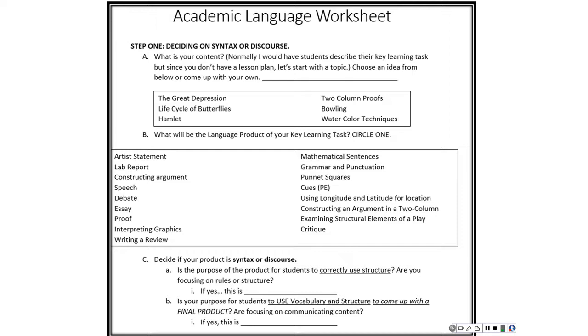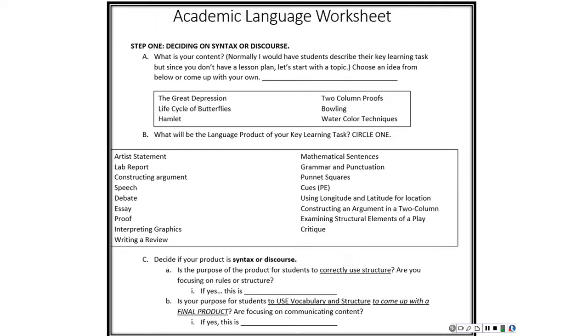Logan, what did you and your partner choose? Cues for bowling. Cues for bowling. Miss Treese, what did you all choose? We chose life cycles of butterflies and artist statements. Artist statements. Okay. And what did you all choose, Miss Whitson? The Great Depression, and we chose an essay. Good. Okay. What you have done is you have identified the language product of a key learning task.